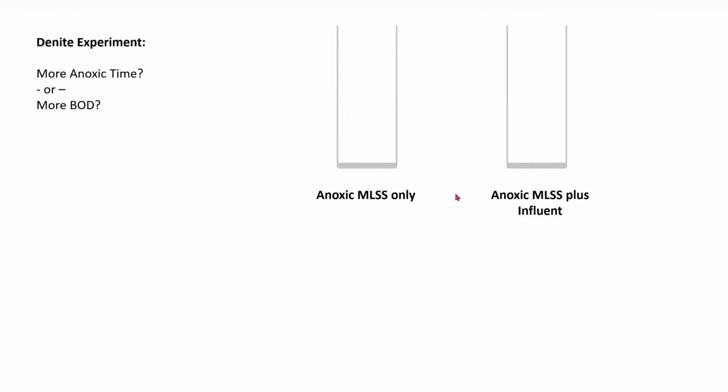I'm trying to find the answer to this question. I'm not getting the nitrate removal I want. Let's say it's 10. The nitrate's coming out at 10, and I'd really like it to be half of that. What's my solution? Do I need more time in anoxic conditions? Do I need more anoxic conditions? Does it need to be more septic? Or do I need more BOD?